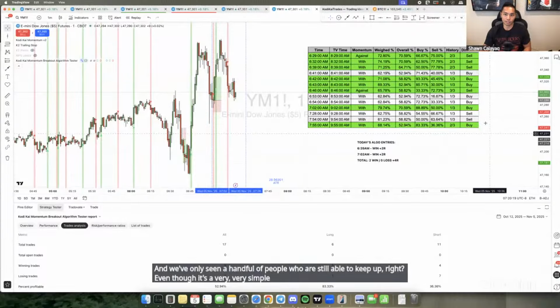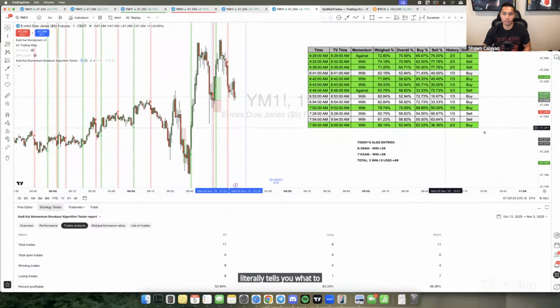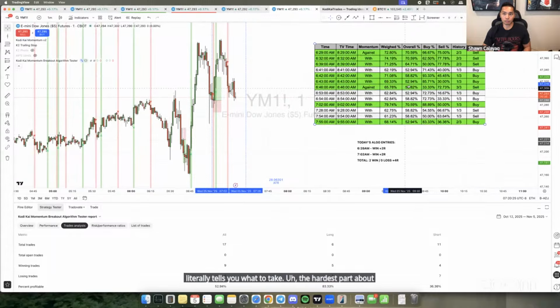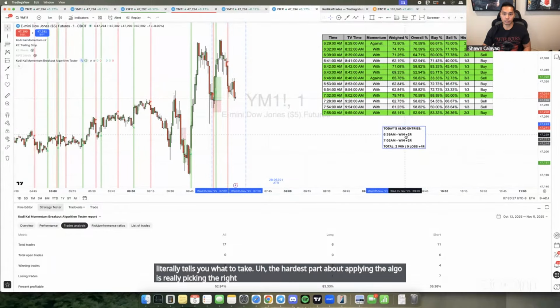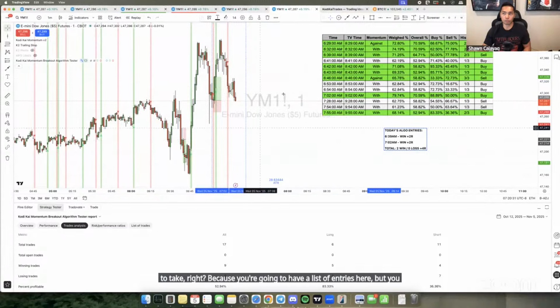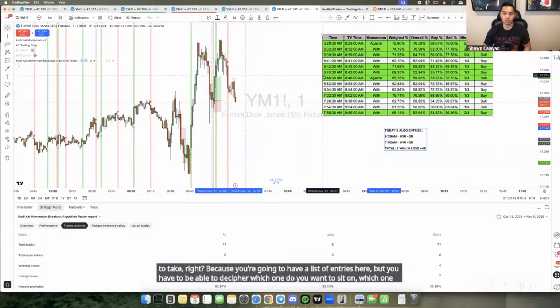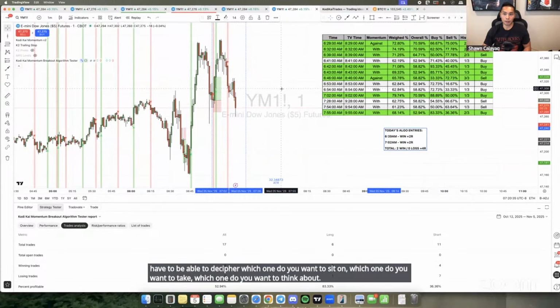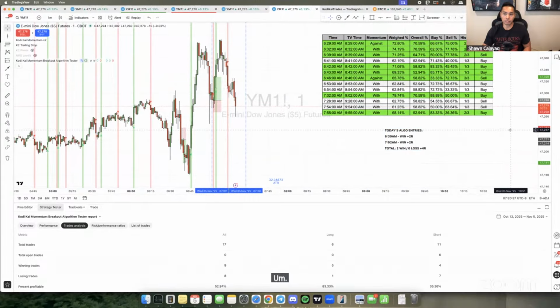This strategy is extremely simple. The algo literally tells you what to take. The hardest part about applying the algo is really picking the right entries to take, right? Because you're going to have a list of entries here, but you have to be able to decipher which one you want to sit on, which one you want to take, which one you want to think about, because the algo only takes you so far.